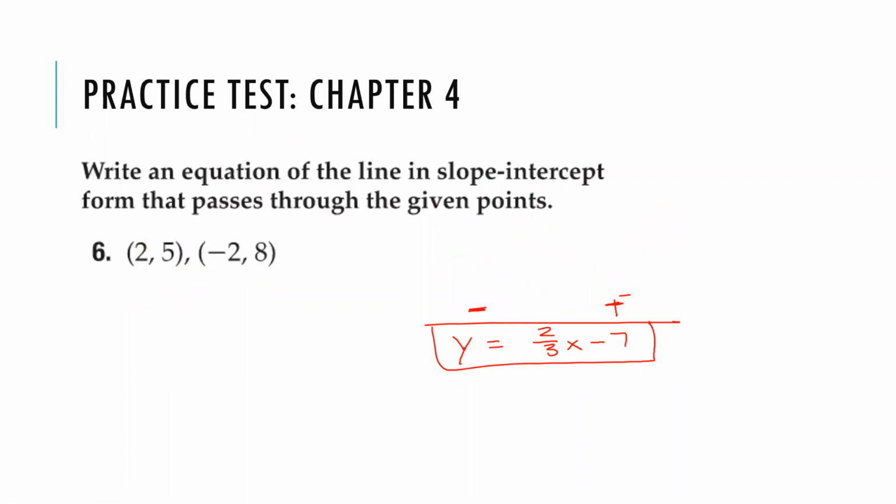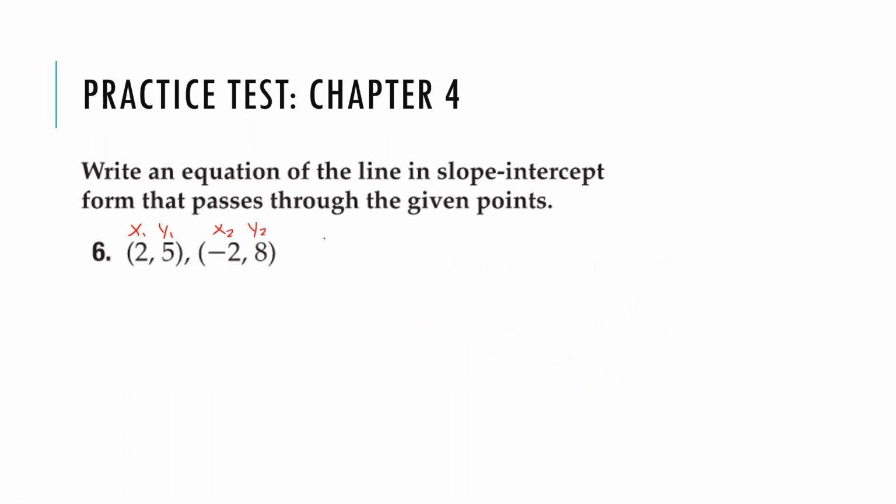All right, and then here it says write an equation of the line in slope-intercept form that passes through the given points. Well, now we don't have a slope, right? But we have 2 points, and we can plug those into the slope formula and then get the slope. Remember that slope formula is y2 minus y1 over x2 minus x1. So then y2 is 8, and this would be minus 5 over -2 minus 2.